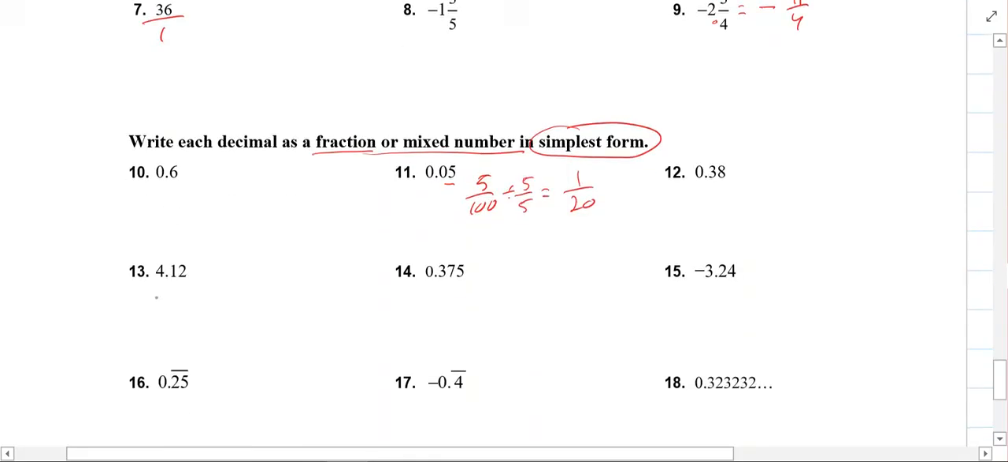Number 13, this is 4 and, see the and there? 4 and 12 hundredths. Well, 4 and 12 hundredths can be reduced. I know 4 can go into both. It's going to be 4 and 3/25.